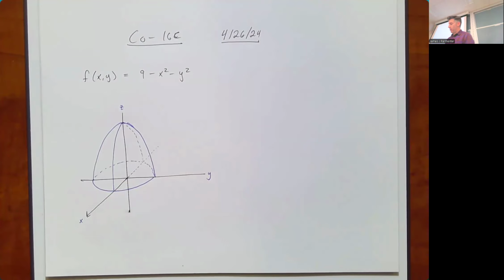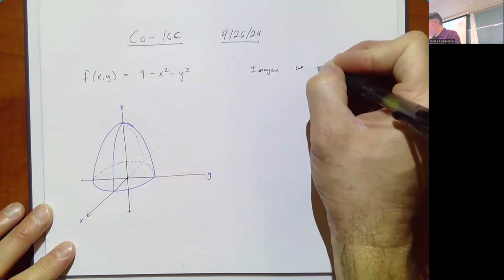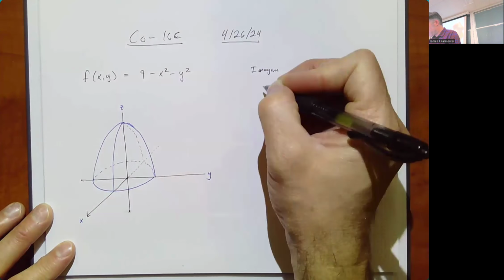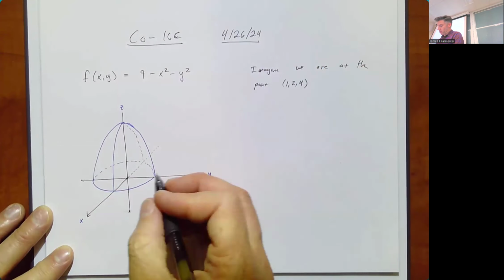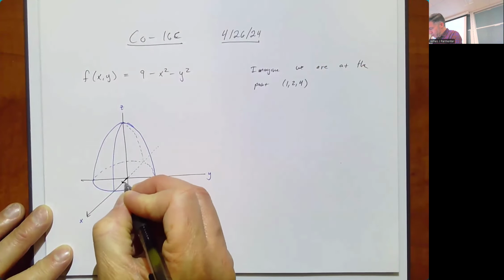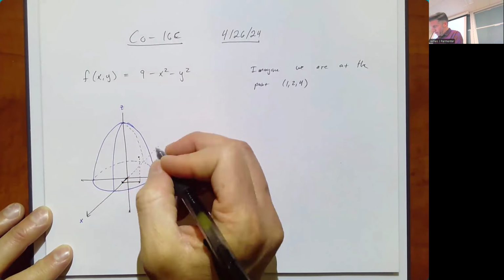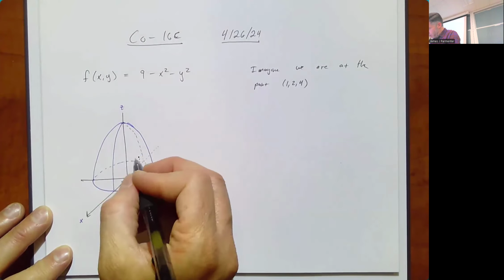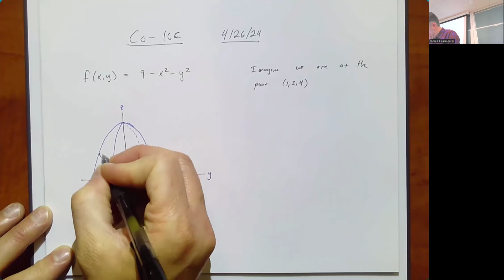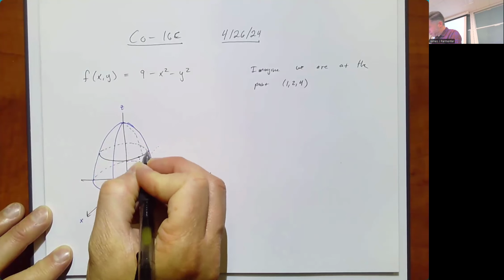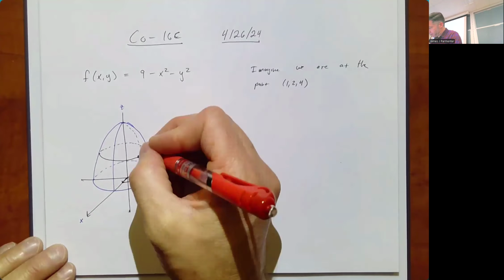And what we're going to do is imagine we are at the point (1, 2, 4). So we've got 1 in the x direction, 2 in the y direction, and 4 in the z direction, like right about there. It's a little high, but it's fine. We're on this level curve where z is equal to 4. So that right there is your point (1, 2, 4).